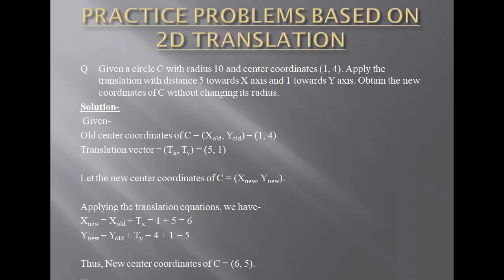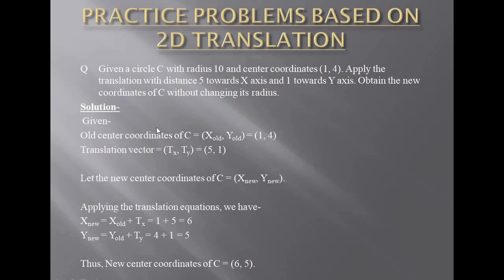Then there is a numerical problem that will be solved with an easy method. First, you are given a circle C with radius 10 and center coordinate 1, 4, meaning x is 1 and y is 4. Then apply the translation with distance 5 toward the x-axis and 1 toward the y-axis. Obtain the new coordinate of C without changing its radius.